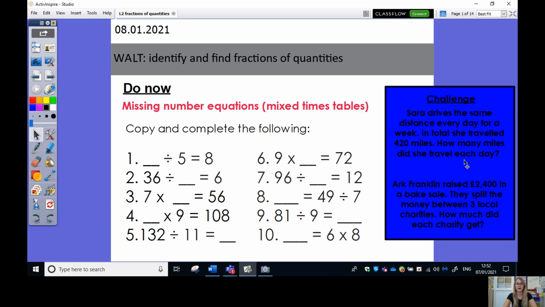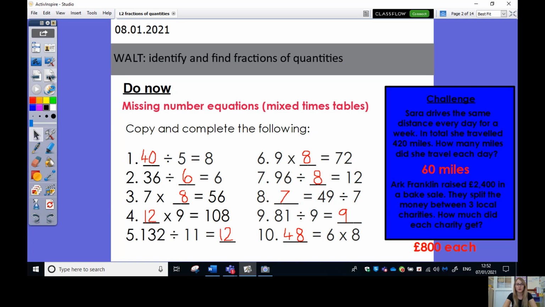Okay, hopefully you've managed to have a go at those. I'm going to pop the answers up on the screen and then you can mark your work. I would suggest pausing the video and then you can come back once you've marked them and you're ready. Okay, so hope you did well in those.